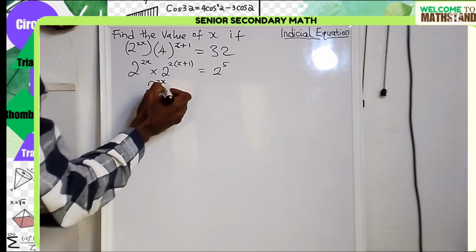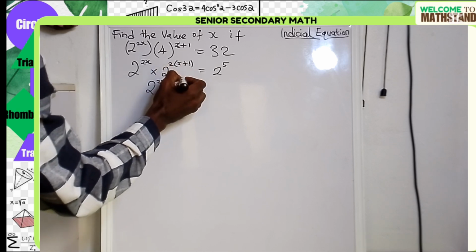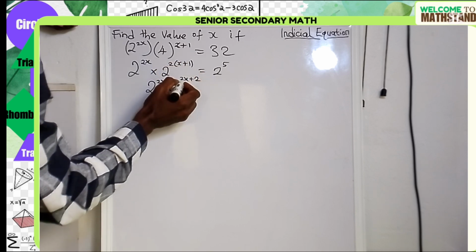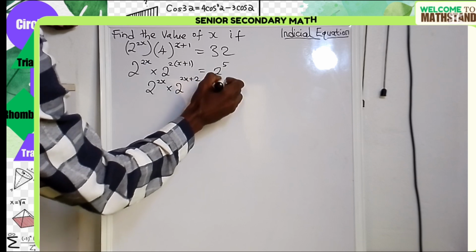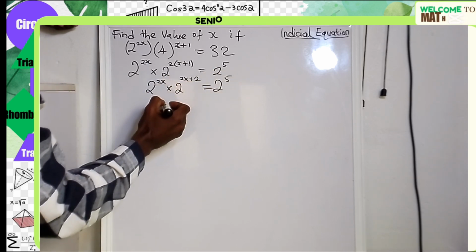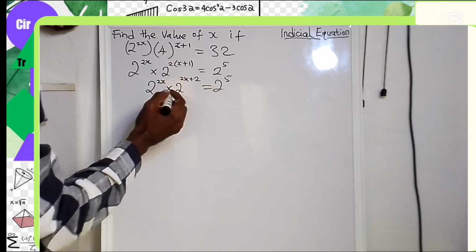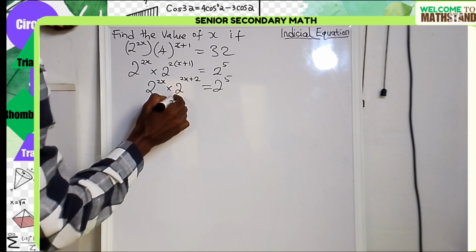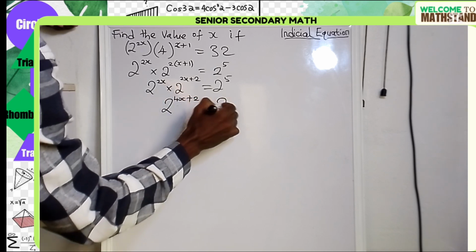2 raised to the power of 2x times 2 raised to the power of 2(x plus 1). I hope you understand, 2 times x is 2x, 2 times 1 is 2, equals 2 raised to the power of 5. So at this point, this product is a multiplication, so we add their powers. 2x plus 2x will give us 4x, so we have 4x plus 2 equals 2 raised to the power of 5.